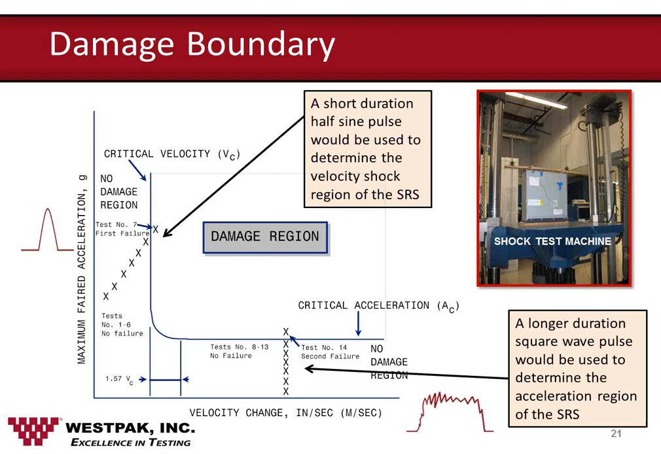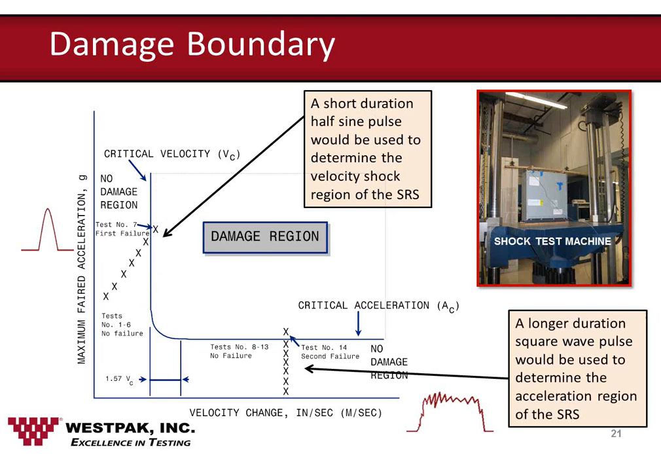In order to help avoid confusion, he also designed the damage boundary plot to look different than the SRS plot. This is the typical damage boundary plot shown here, with peak acceleration on the horizontal axis and velocity change on the vertical axis. Velocity change is, again, the area under the acceleration versus time pulse, and can be thought of as the energy content of the waveform. It isn't exactly that, but it can be thought of that way.